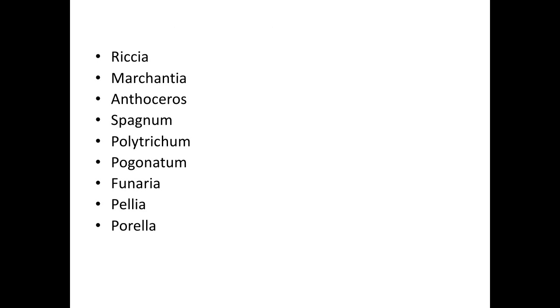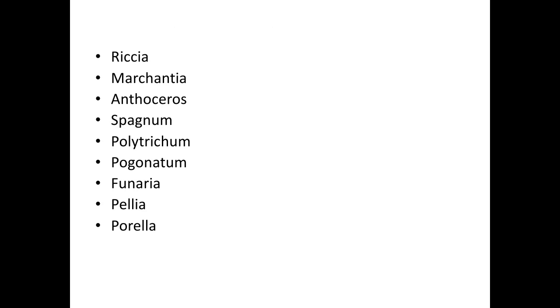Then Anthoceros. In Anthoceros also the plant body is thalloid. Then Sphagnum. Sphagnum is a moss. The plant body is not thalloid, it is distinguished into an axis and leaf-like structures. It is commonly known as bog moss. Then Polytrichum. In Polytrichum also the plant body is not thalloid, it is distinguished into an axis and leaf-like structures.